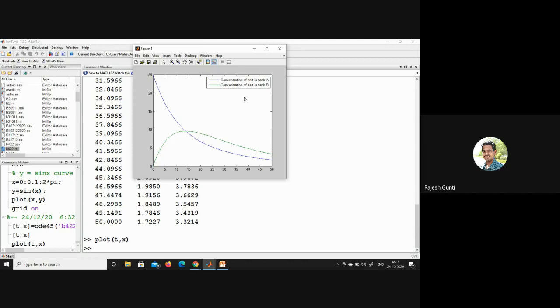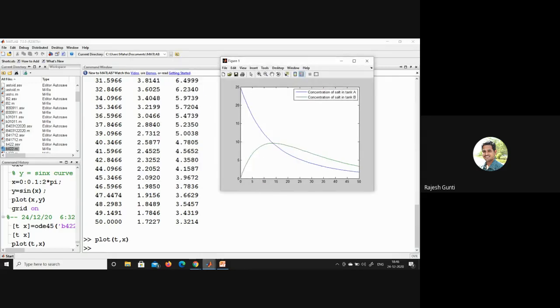Any doubts on this topic? System of equations. Any doubts on solving system of equations? Participants?